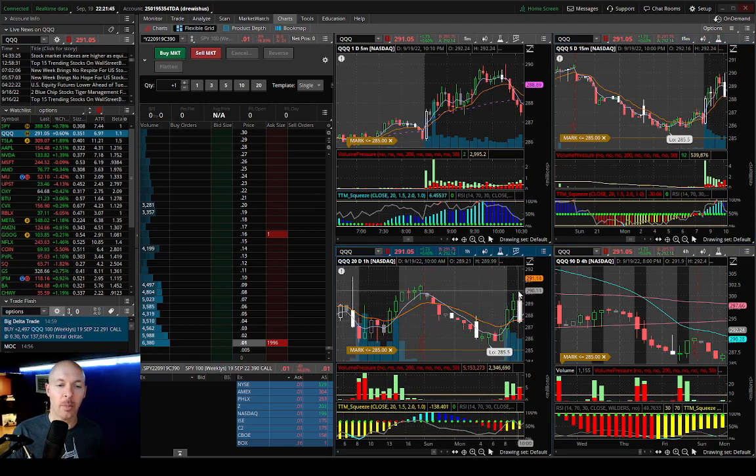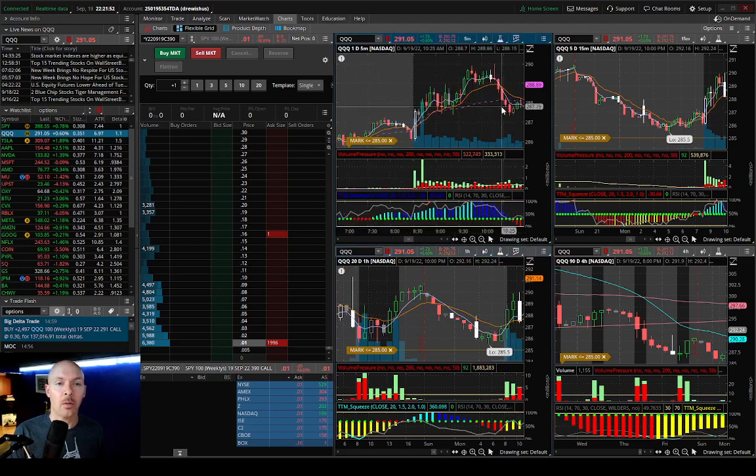This is a big sell bar. Wick at the top, no wick at the bottom. That is a lot of downward momentum. Let's see what happens next. All right, well, we pivoted a little bit. We're coming back up. We're testing VWAP.